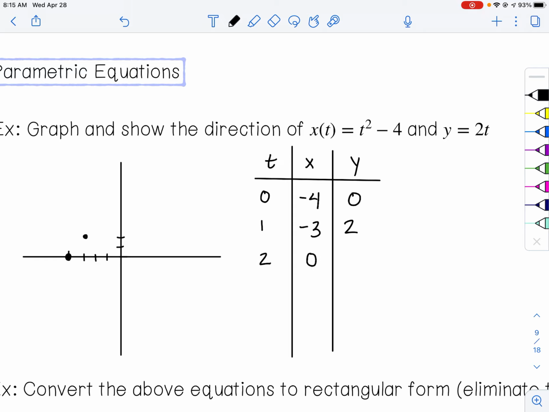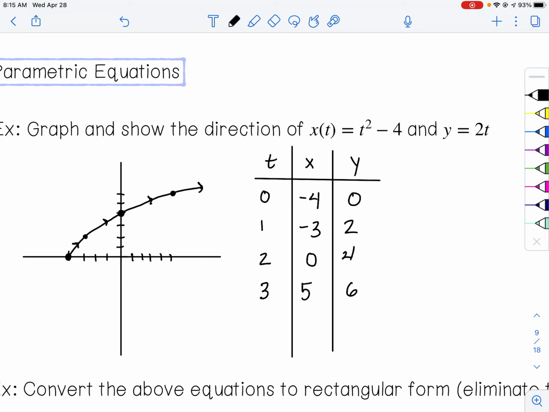Right, and then we'll just keep going. So then I'm going to get 0 and 4. We'll graph a few more points. So for 3, 9 minus 4 is 5, and 6. So 1, 2, 3, 4, 5, and 6. And then I don't think I'm going to be able to fit much more in my graph. So this one is going like this, right? And our parameter starts here, and we're going in this direction. So sometimes you'll see those little arrow marks around the curve.